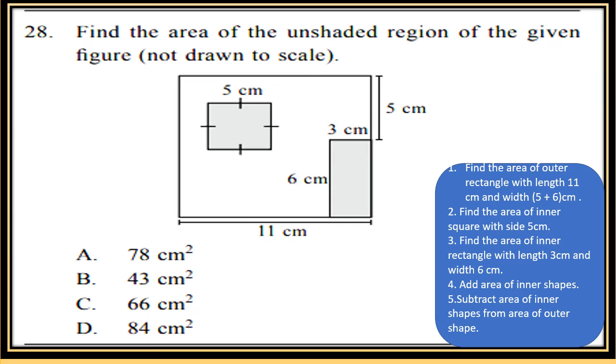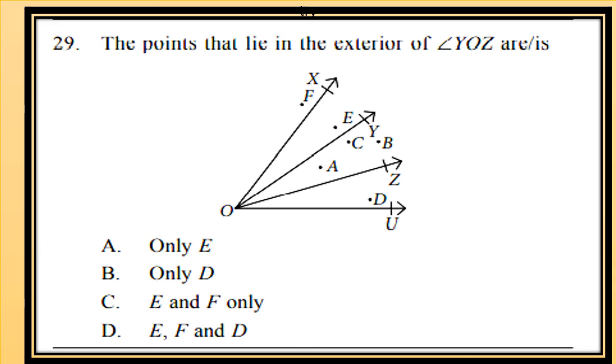Now add the area of square and rectangle and then subtract the sum from the area of outer rectangle. In this way you will get the area of unshaded region. The points that lie in the exterior of angle YOZ are or is. So mark the angle YOZ, then find out the points that lie in the exterior or outside of angle YOZ.